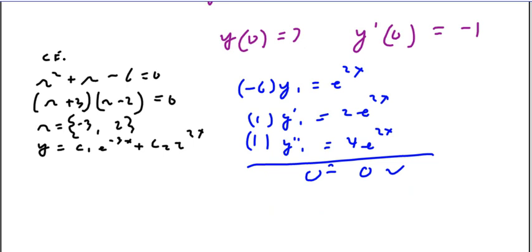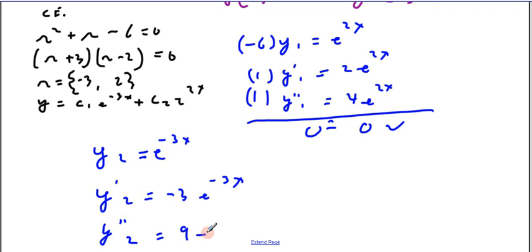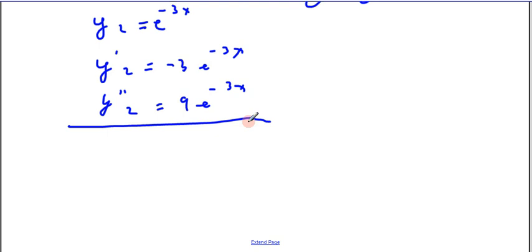Okay, we're now going to check the second solution. y2 is e to the minus 3x. y2 prime is minus 3e to the minus 3x. y2 double prime is 9e to the minus 3x. Okay, and we want one of them and one of them and minus 6 of these guys. All right, minus 6, minus 3, plus 9, 0. We wanted to get 0, check. Okay, so the solutions check.